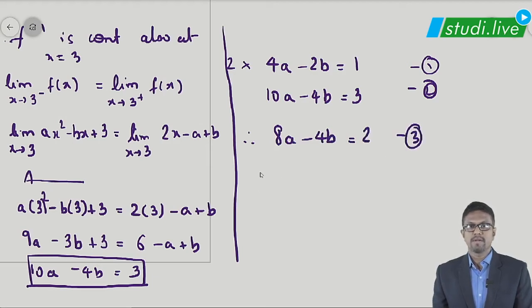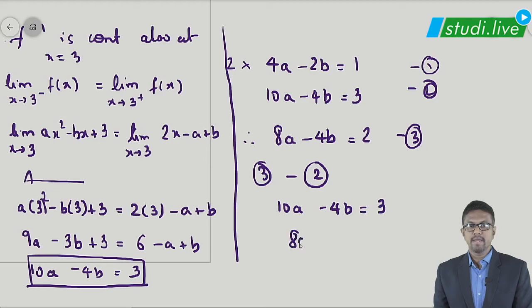Now let us subtract, subtracting equation 3 from 2. So I can say this is 10a minus 4b is equal to 3, and 8a minus 4b is equal to 2. Subtraction, obviously that will be a sign change. So I will get 2a.